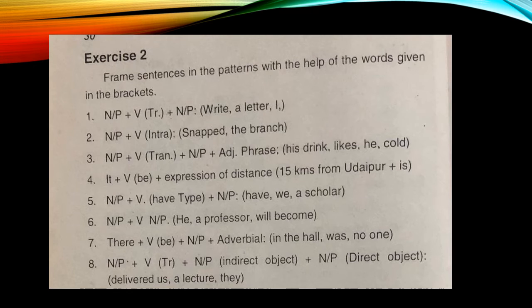Then in the fifth sentence, we have subject, which is a noun or a pronoun, plus verb, that is the have type of verb, and then again noun or pronoun, that would act as an object. So the words are have, we, a scholar. The sentence that will be formed will be: we have a scholar. We is the subject. Then you have the verb have, and then a scholar is an object. Next you have noun or pronoun, which would be the subject, plus verb, and then it is noun or pronoun.